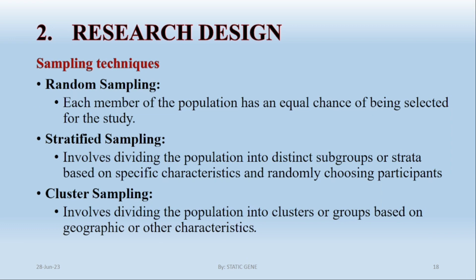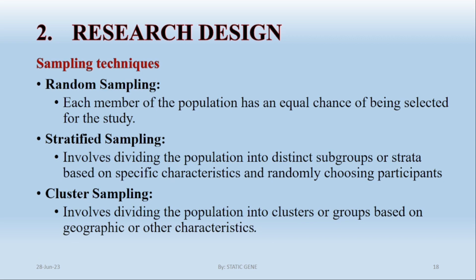In random sampling, this is where each member of a population has an equal chance of being selected for the study. If you go to a class of 100 people and you want to pick 10 people randomly, everybody by that time will have an equal chance of being selected.